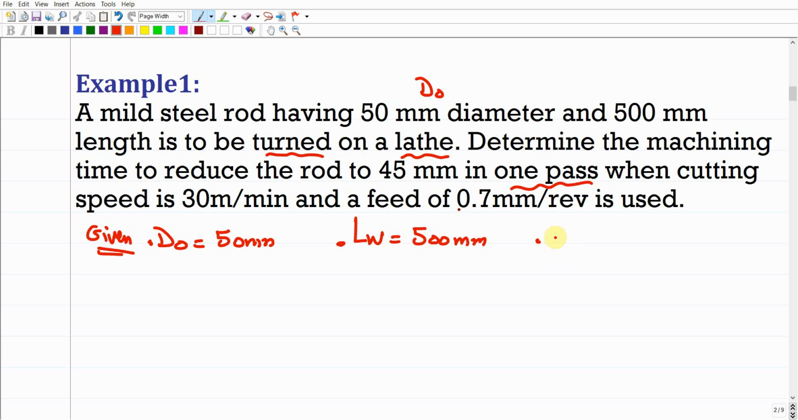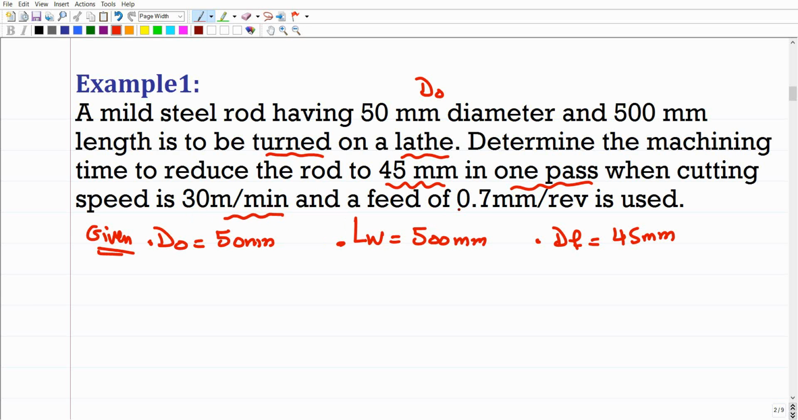And it is required to calculate the machining time, how long it would take to reduce the diameter from 50 to 45. So the 45 millimeter is going to be the final diameter, in one pass, when the cutting speed was given by 30 meter per minute.